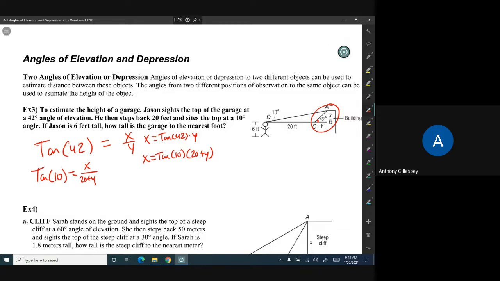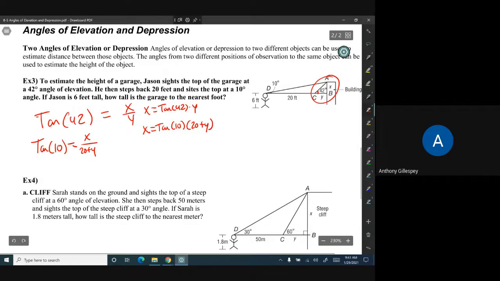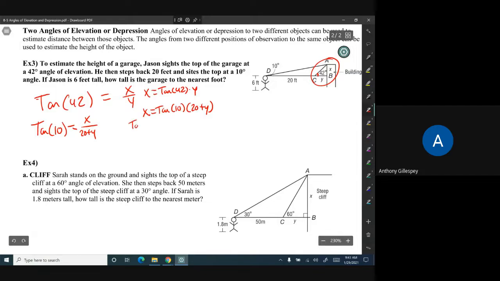What can you do with that? Those x's are the same, right? Because that's the height of the building plus your height, because you're forgetting that you're doing it at eye level, right? So you can make them equal to each other. So the tangent of 42 times y is equal to the tangent of 10 times 20 plus y. That's where we've got to figure out what the tangent of 42 and the tangent of 10 are. Someone help me out with the tangent of 10.